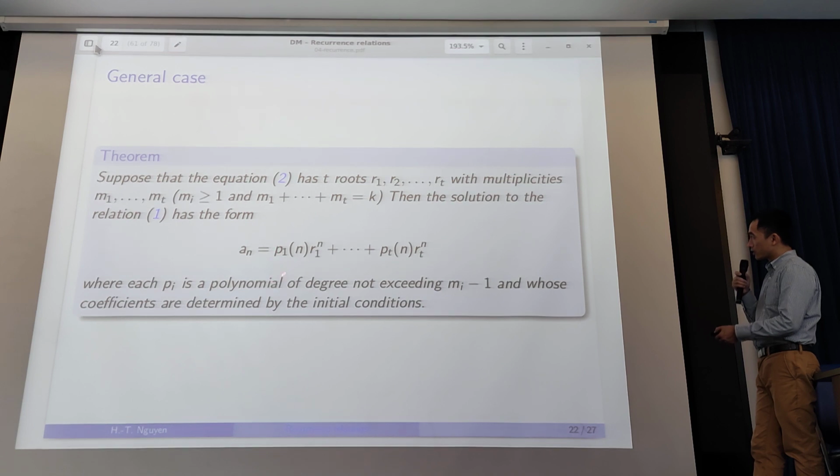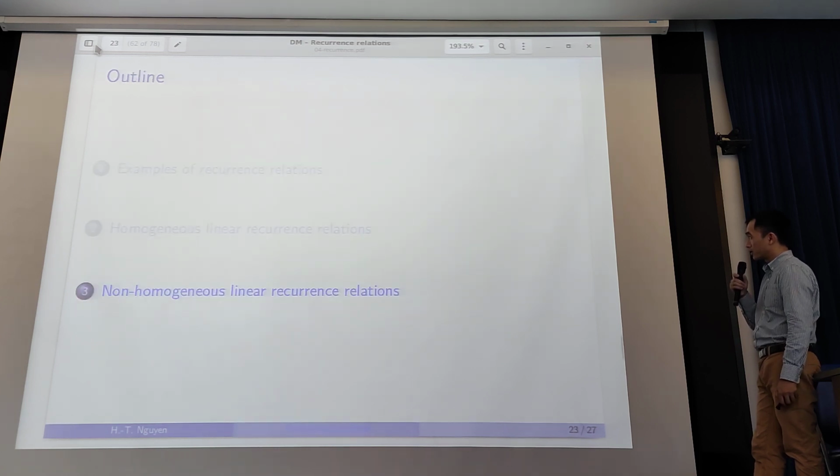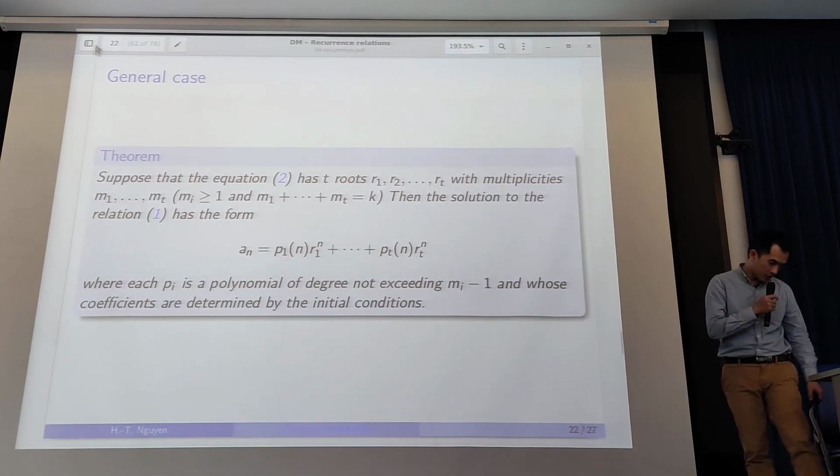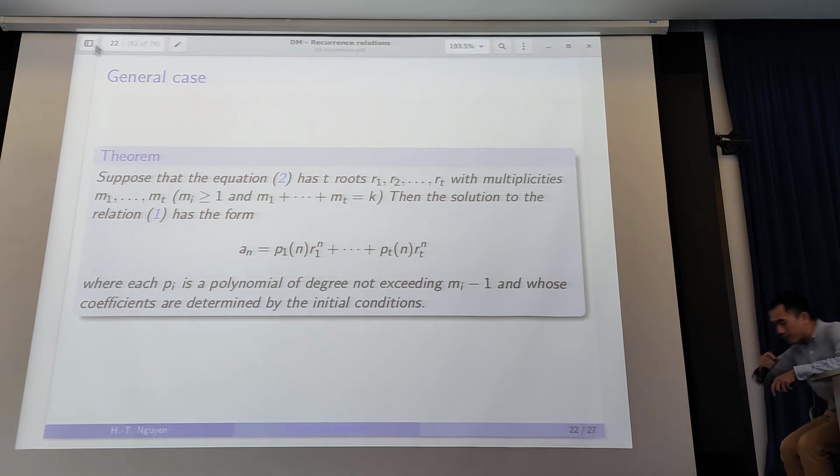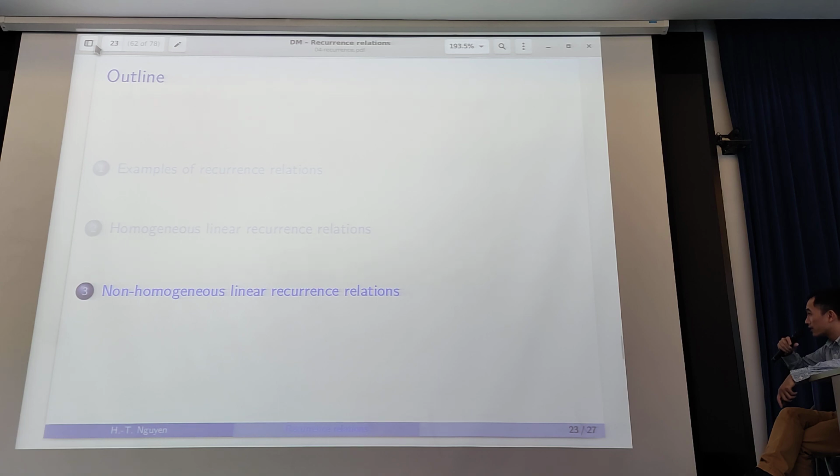Okay, so this is a general example, and you may do 1 or 2 exercises in this one, but not too many exercises, because whenever things are complicated, we will try to solve by numerical methods. Okay, so what about the non-homogeneous case?